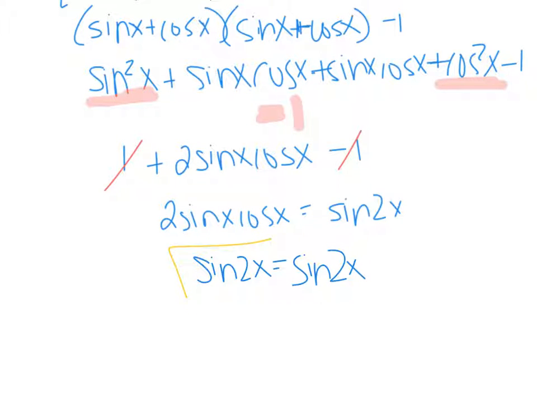Now that we're working with double angle identities, make sure that your 2's are for the double angle and they don't look like they're being squared. There's a difference between sine squared x and sine 2x. So make sure that your handwriting is such that I can tell the difference.